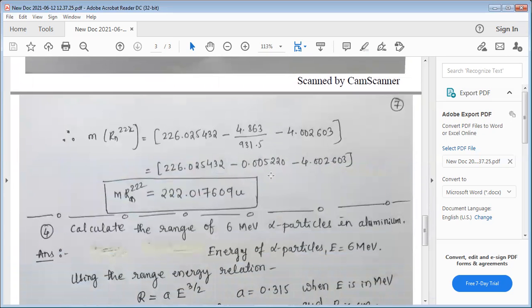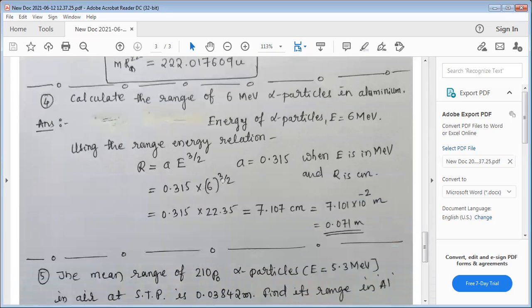Now you substitute the values. This is the mass of the radium. This is Q divided by 931.5. This is the mass of the alpha particle. You simplify, and you get 222.017609 units exactly. Sometimes here also it is already shown, the mass of radon 222. So this is already there, and we have got the accurate value in this way.